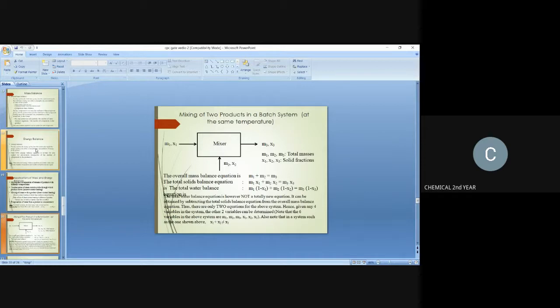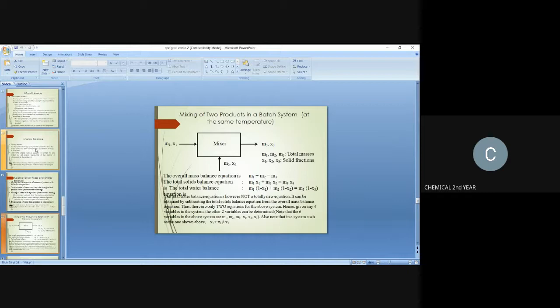The total water balance equation is, however, not a totally new equation. It can be obtained by subtracting the solid substance equation from the overall mass balance equation. Thus, there are only two equations for the above system. Hence, given any four variables in the system, the other two variables can be determined.